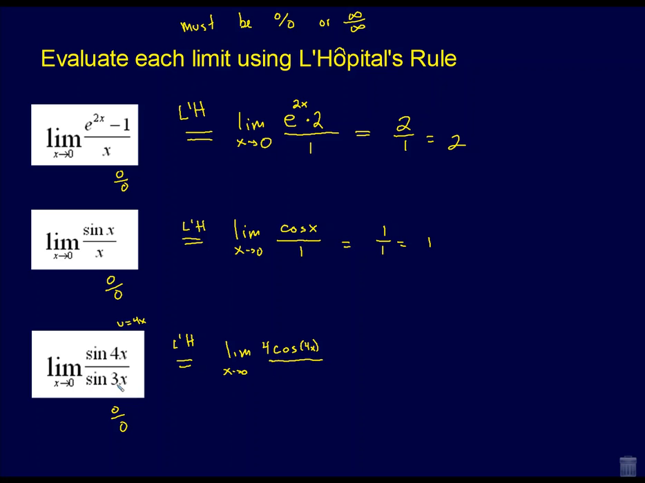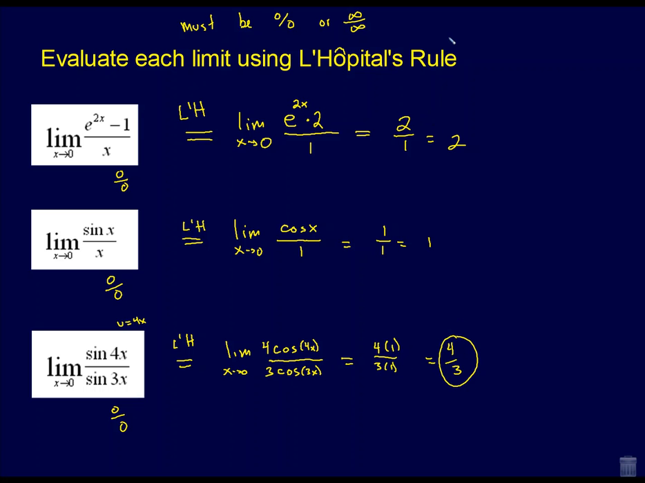And then for the sine of 3x, very similar. The derivative is going to be the cosine of 3x all times 3. I'm going to put the 3 in the front. Let's apply the limit now. If I plug in the 0, 4 times 0 is 0. The cosine of 0 is 1. So this is 4 times 1. Similarly, 3 times 0 is 0. Cosine 0 is 1. So this is 3 times 1. And my limit is 4/3.